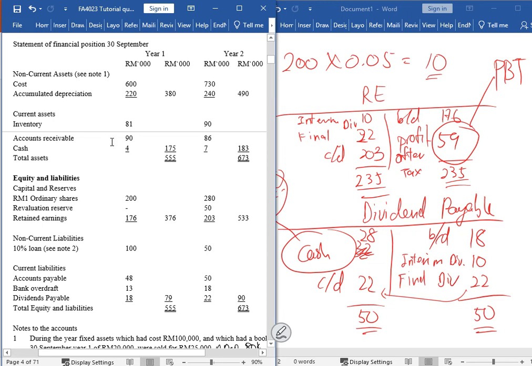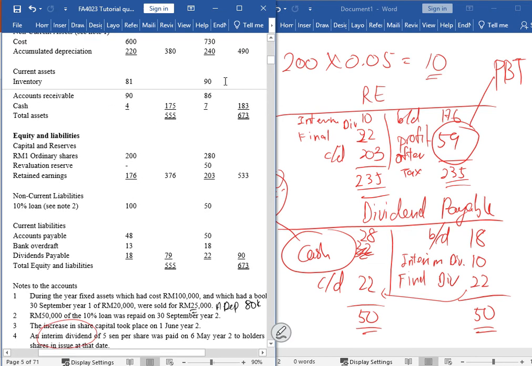Okay? So here, account receivable reduced, right? 90 become 86 means that your debtors pay you money. Okay? Sorry, this one is increased by 9, right? So minus 9 because you use your money to buy the inventory. Okay, now cash. Okay, one more thing.